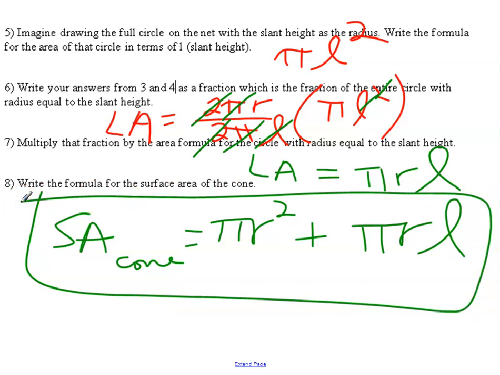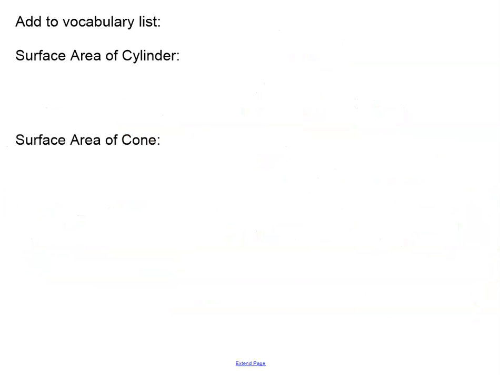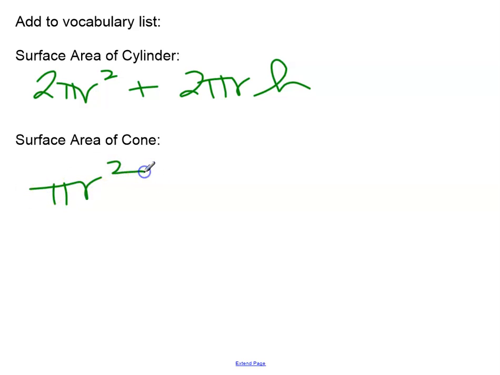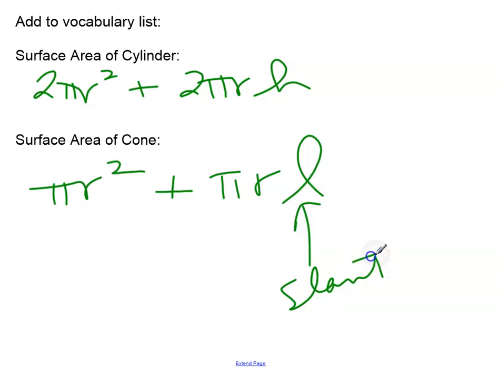I would have that on your cheat sheet and your vocab. So add to your list. Surface area of a cylinder is 2 bases plus circumference times height. Be prepared to explain where these come from. I'll probably throw one on the last test. And the surface area of the cone is pi r squared, so that's the one circle, plus pi r l. L is the slant height, r is the radius.